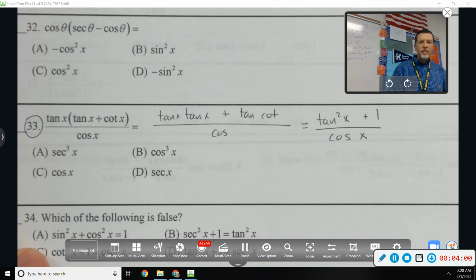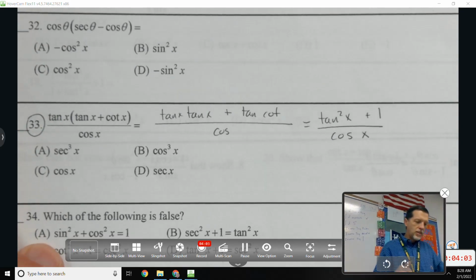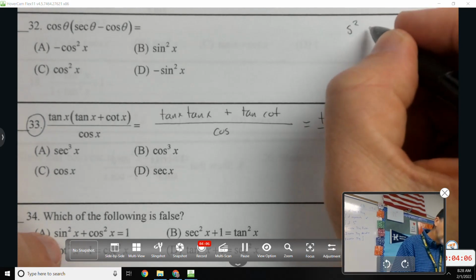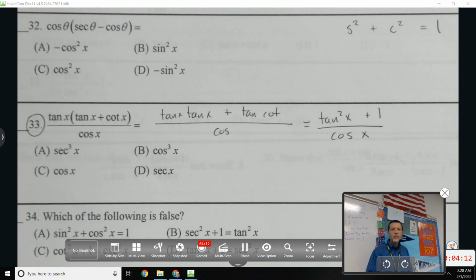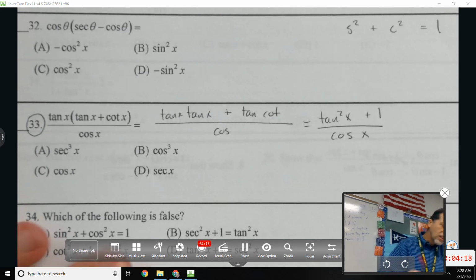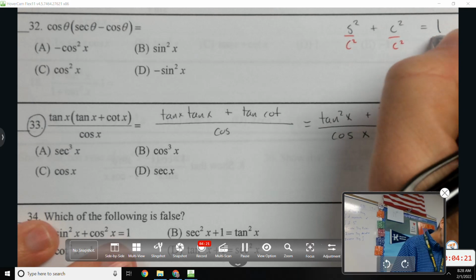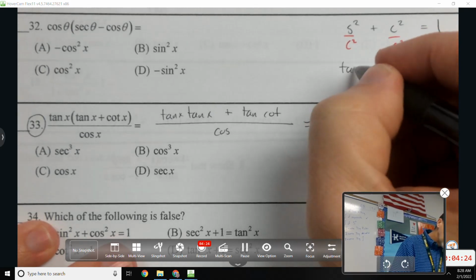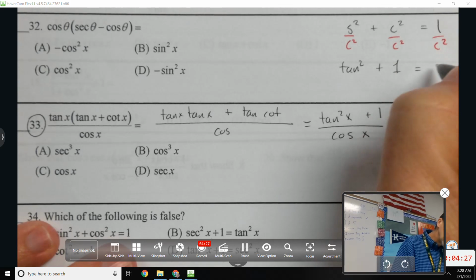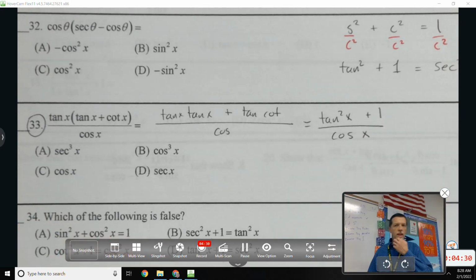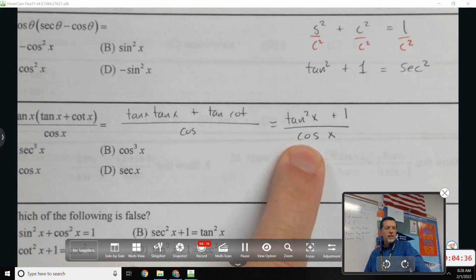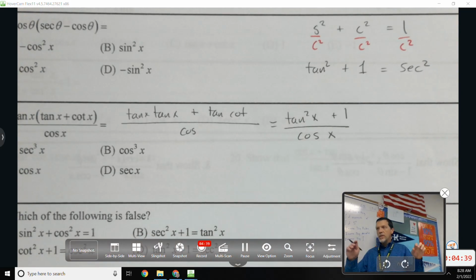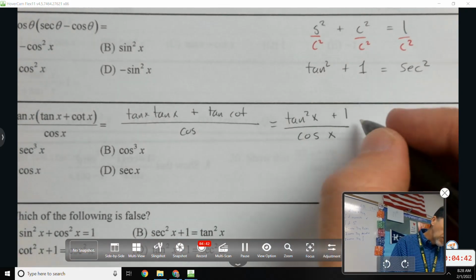Tangent squared. This is definitely one of those Pythagorean identities, but I don't remember which one has tangent squared in it. So I start with the one I know for sure. Sine squared plus cosine squared is 1. If I want tangent to show up, I need to divide by cosine squared. So tangent squared plus 1 equals secant squared. Sure enough, it was a Pythagorean identity, and it didn't even require any rearranging. Sometimes you've got to move them around, but not this one.